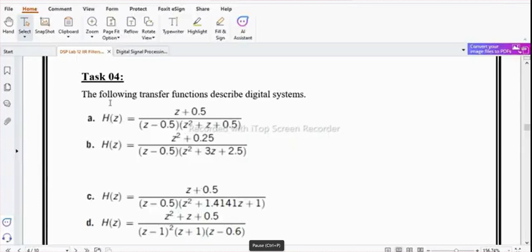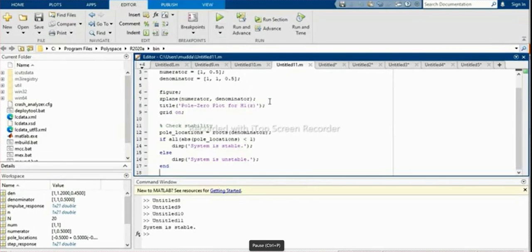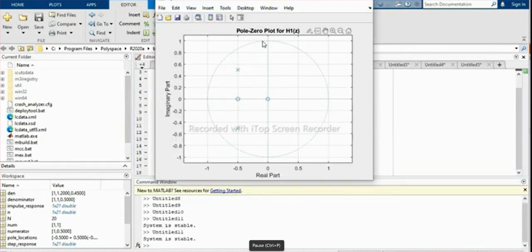And the next task, number 4. The following transfer function describes a digital system. We have to sketch the z-plane pole-zero plot and determine the stability status for the digital system. So the MATLAB code is here and the output of this code is the pole-zero plot for H1 of z.